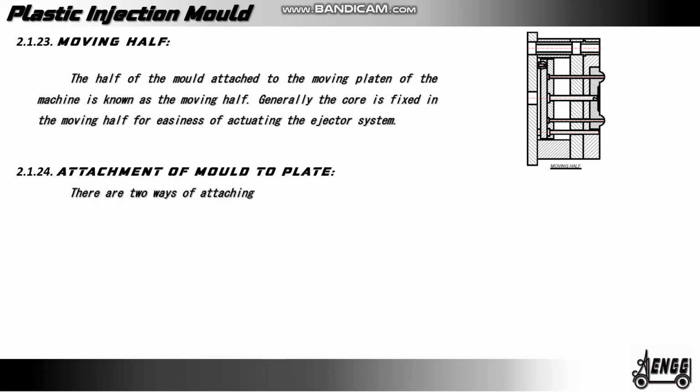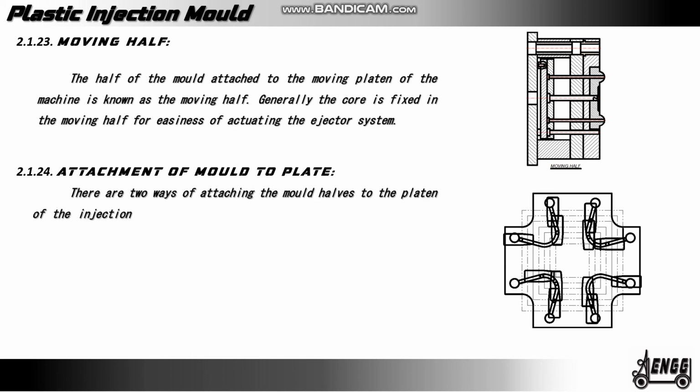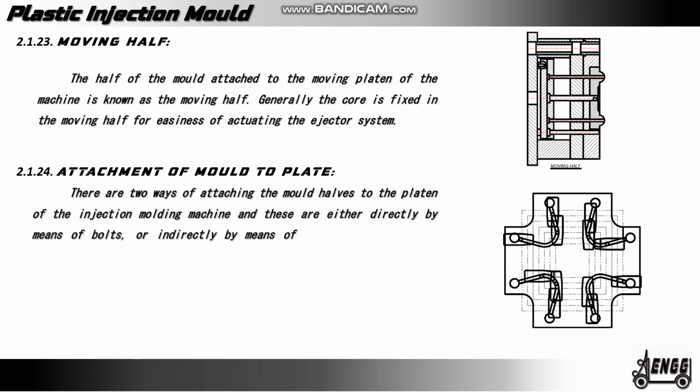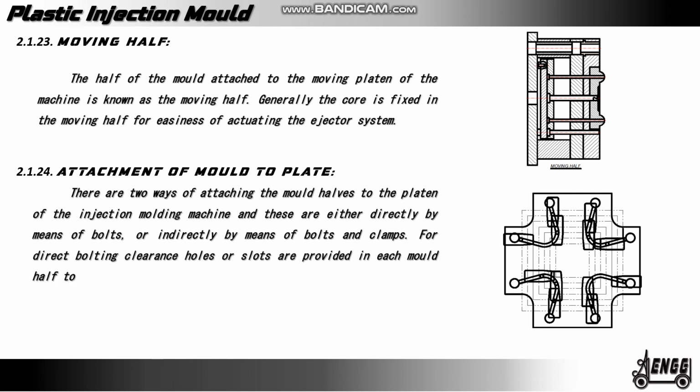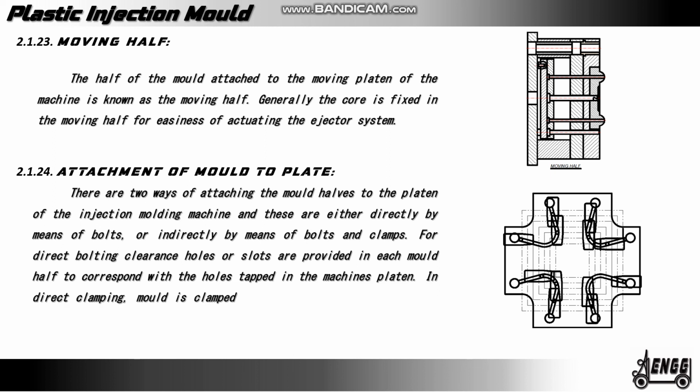There are two ways of attaching the mold halves to the platen of the injection molding machine, and these are either directly by means of bolts or indirectly by means of bolts and clamps. For direct mounting, clearance holes or slots are provided in each mold half, with holes tapped in the machine platen. In direct clamping, the mold is clamped on the platen by means of a flat clamp and bolts.